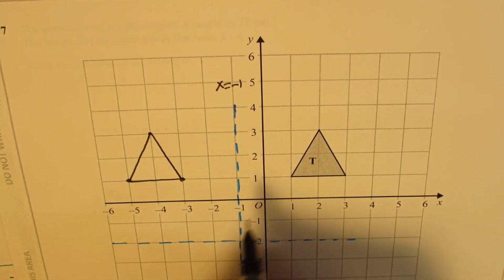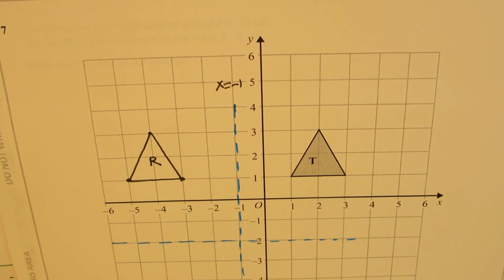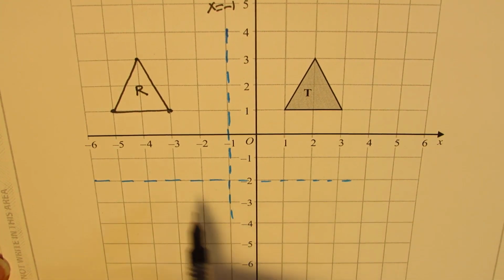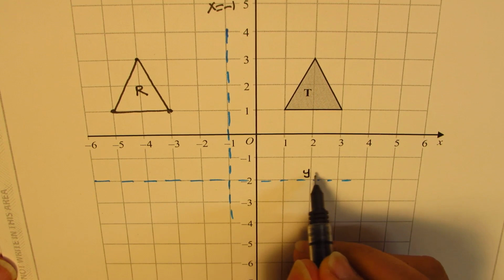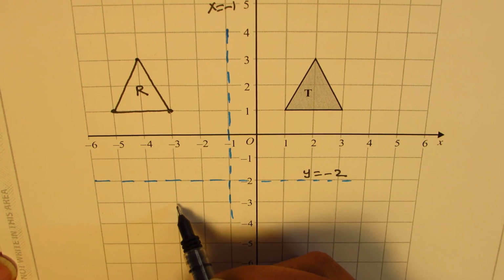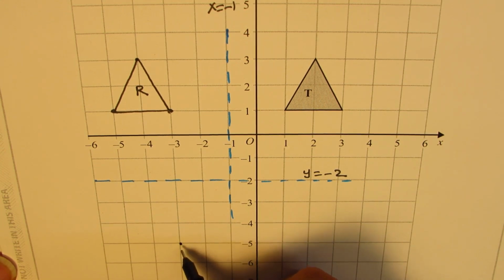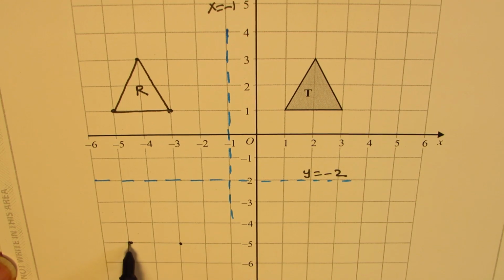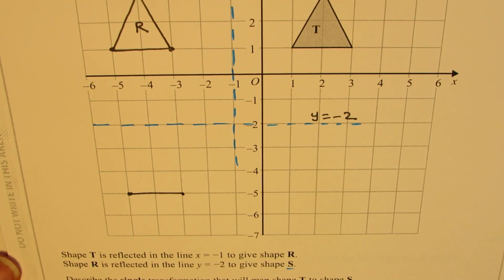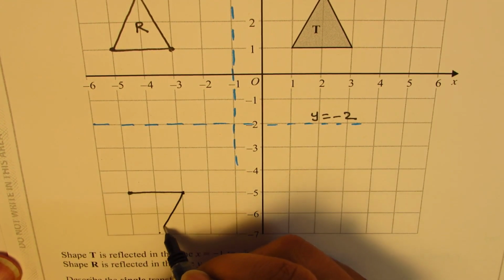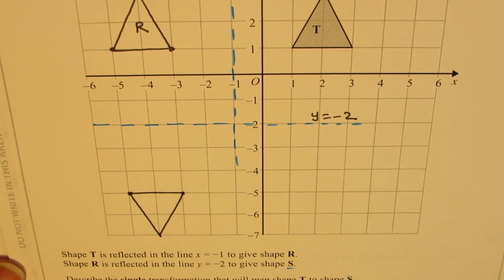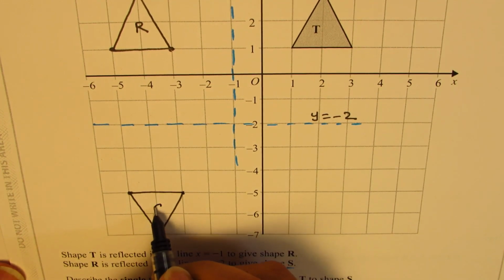So from T, we got the triangle R. Now, triangle R is being reflected on the horizontal line, which is y equals minus 2. So when you reflect this 1, 2, 3 units up, it will go 3 units down. So 1, 2, 3. And so you get a triangle here that becomes the base. Right, so let's just shift it a bit more. And that is the tip. So that is the triangle which you get. Now this is your triangle S.